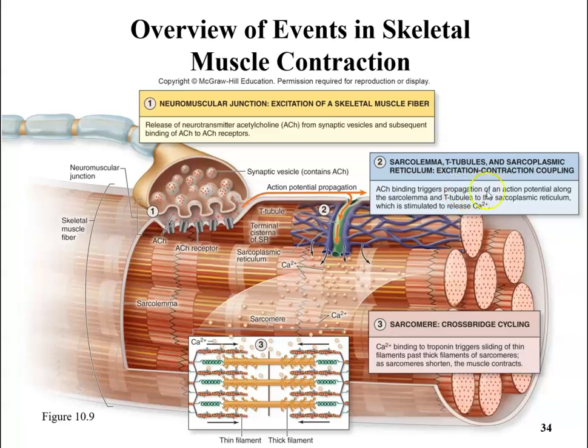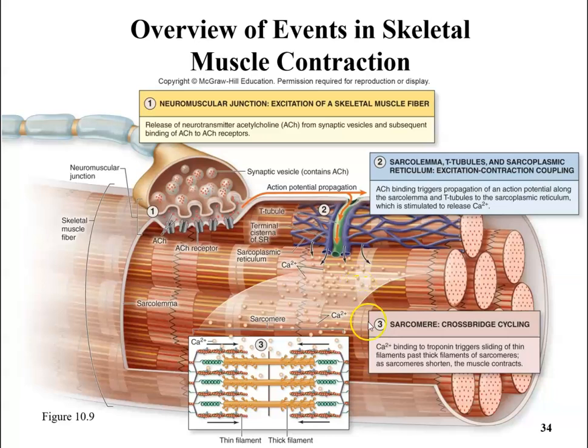Acetylcholine binding triggers propagation of an action potential along the sarcolemma and T tubules to the sarcoplasmic reticulum. Then the sarcoplasmic reticulum is going to release calcium. So we see calcium involved in the neuron terminal, and we see calcium involved here in the sarcoplasmic reticulum where it's released.